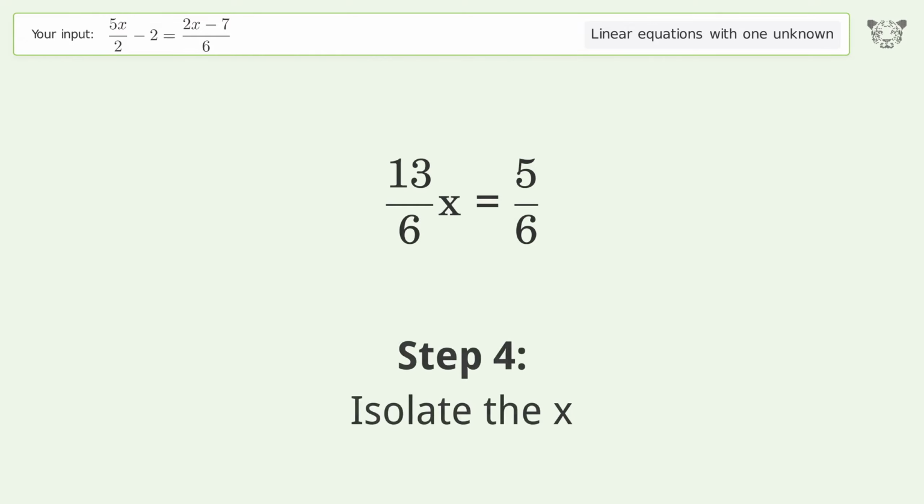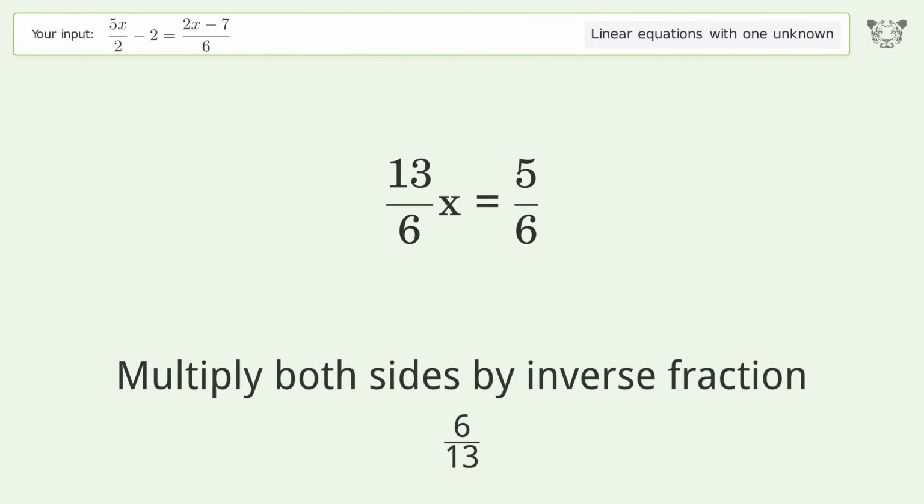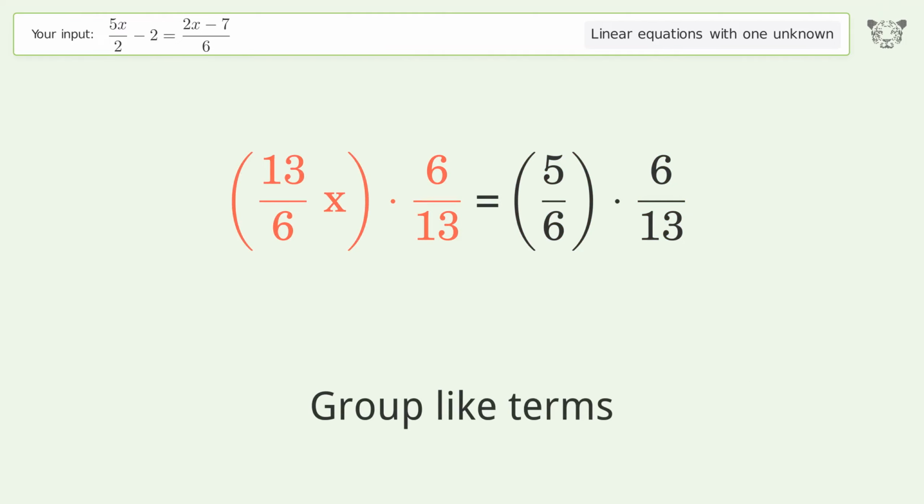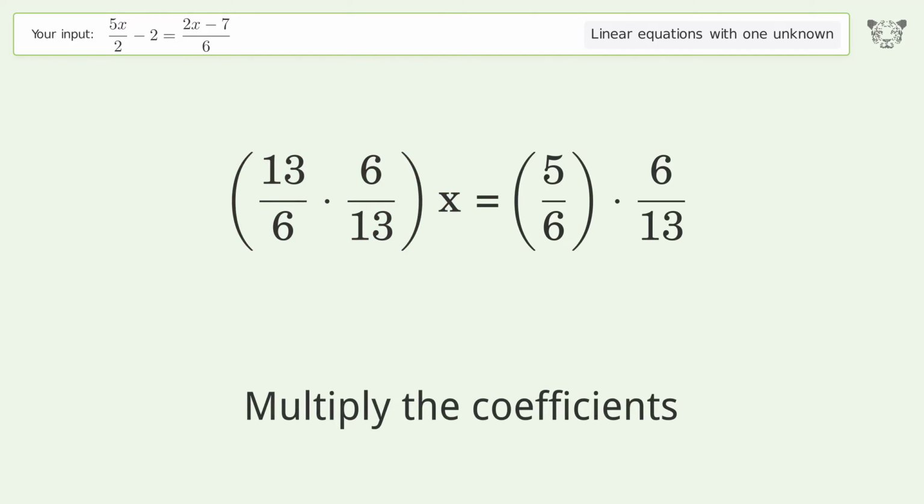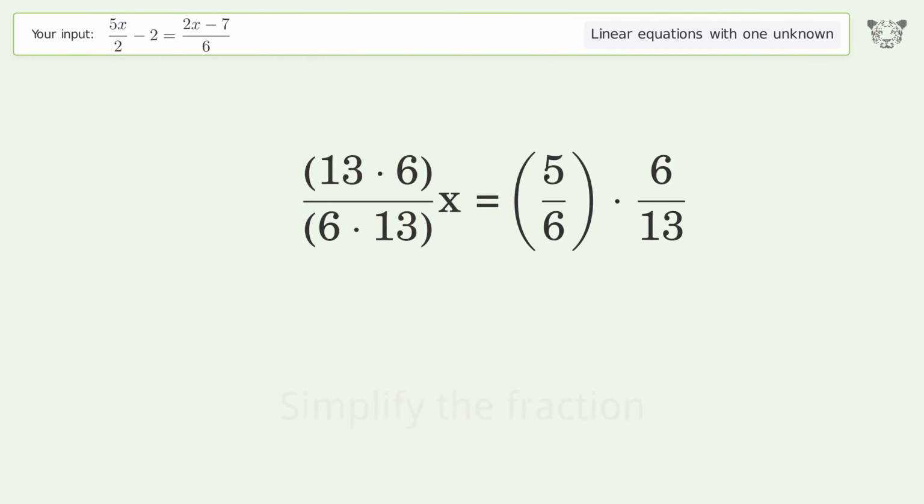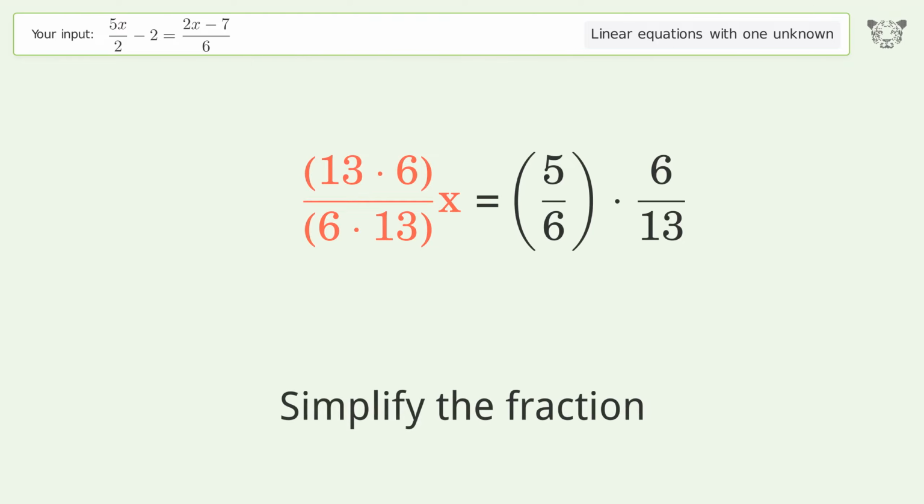Isolate the x. Multiply both sides by inverse fraction 6/13. Group like terms. Multiply the coefficients. Simplify the fraction.